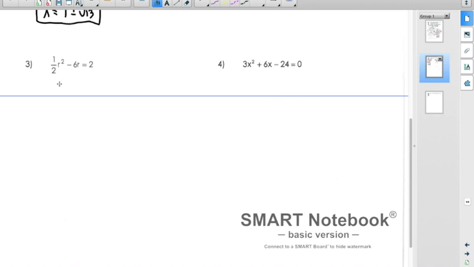Sorry about that. 1/2 r squared minus 6r equals 2. Well, first thing we're looking for is to move the constant to the other side, which it already is. So we have 1/2 x squared minus 6x plus some blank equals 2 plus that same blank.